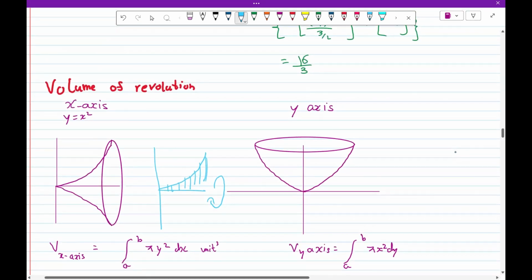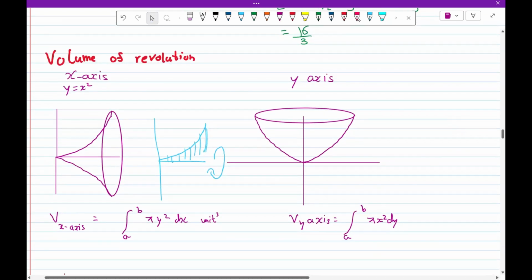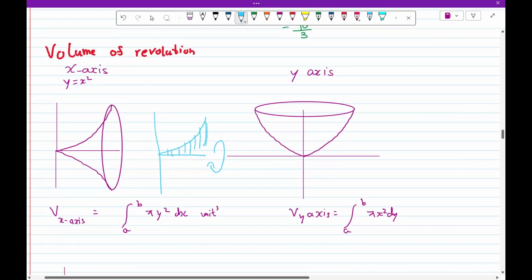So the formula, you just need to memorize a simple formula. The volume of the revolution is the integral of pi y square, where the equation is y is equal to x square, with limits a and b and the domain x greater than 0. So the formula to calculate the volume of 360 degrees along the x-axis is the integral of pi y square.